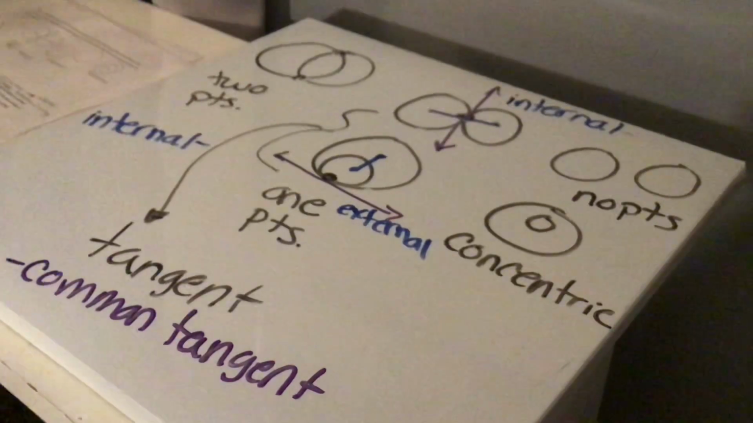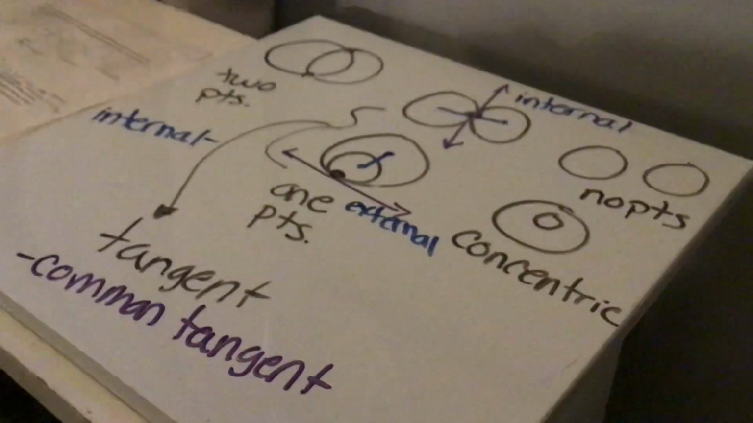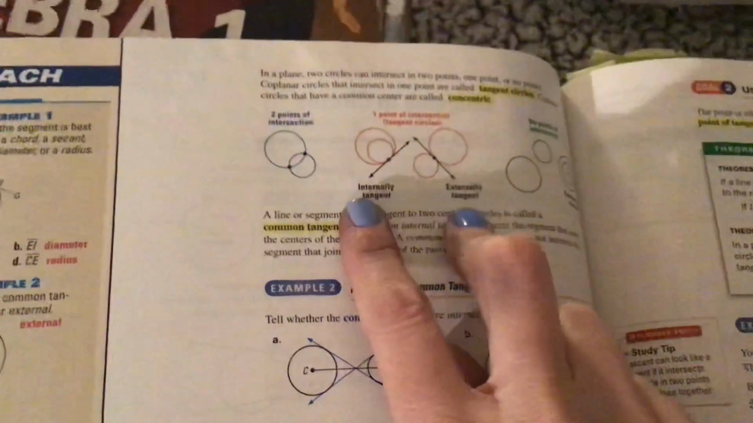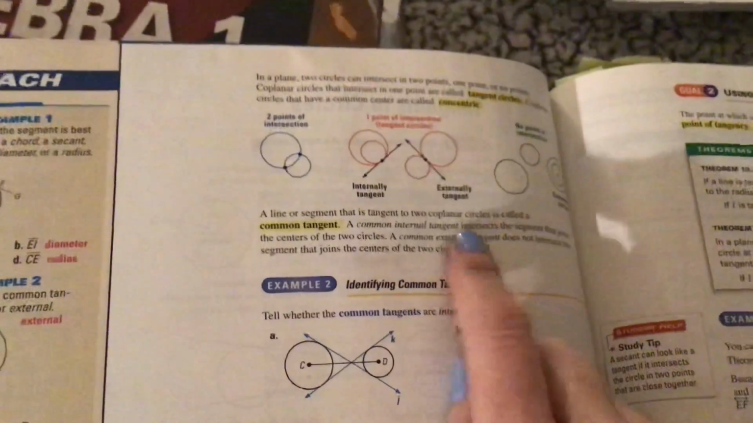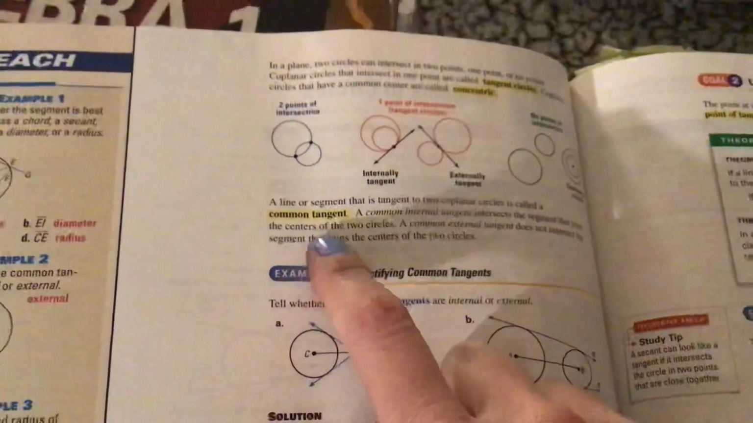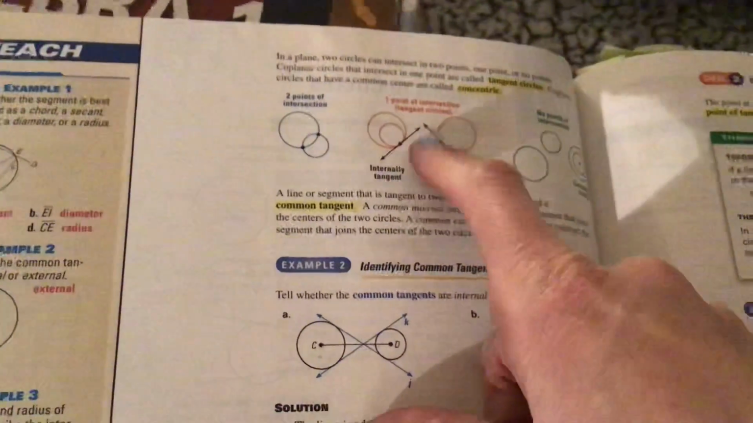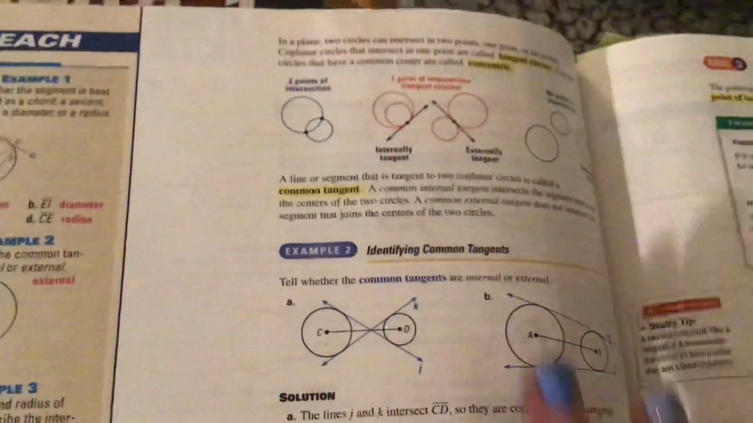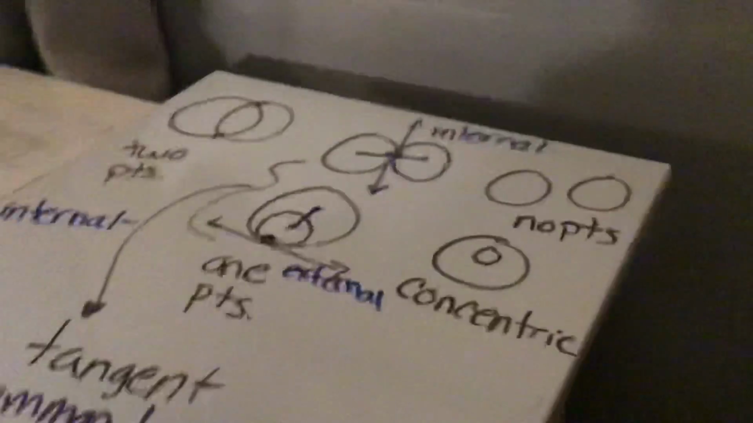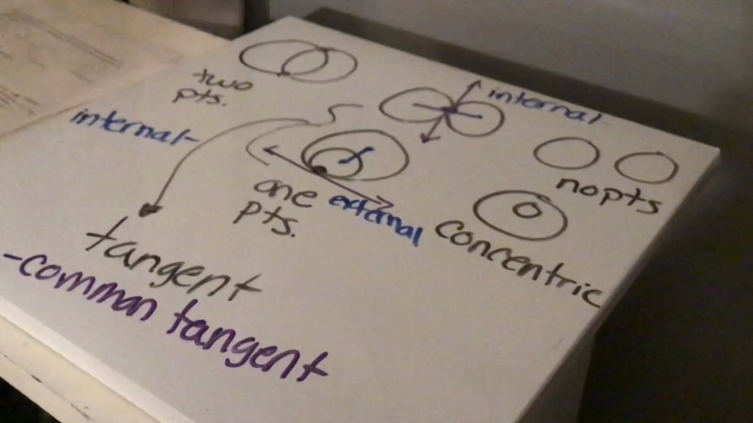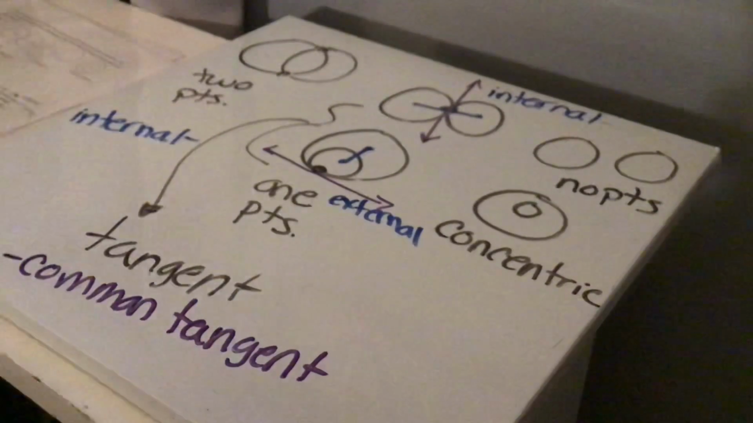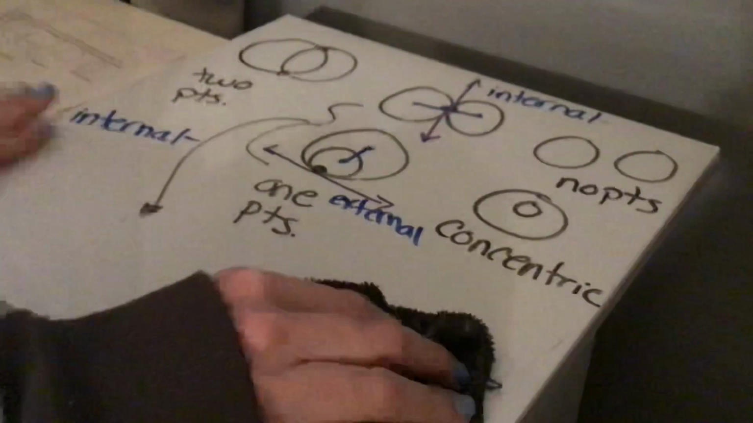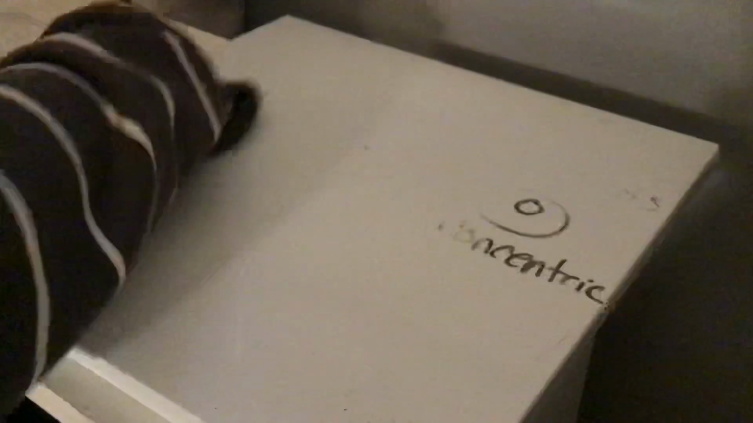So in the book, we're looking right here. This is what I want you to look at. This is backwards. Common internal tangent intersects the segment that joins the centers of the two circles. Well, that would be here. This would be your internal tangent. This would be your external. So the definition's good, the picture is not. Just keep that in mind if you're looking at your book. All right. So tangent lines: tangent means they intersect in one place.